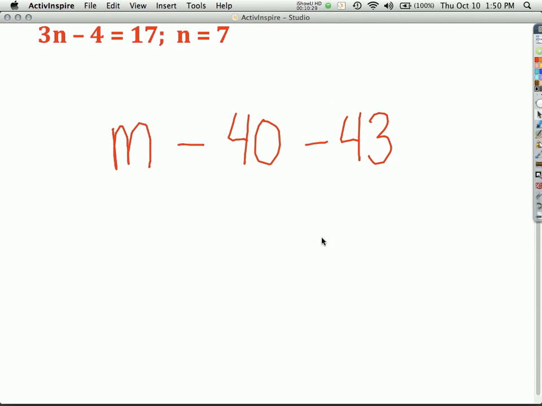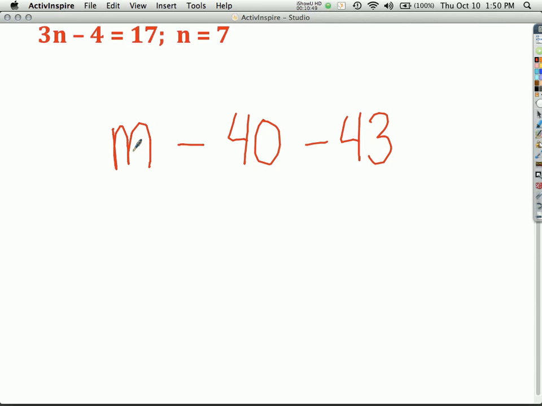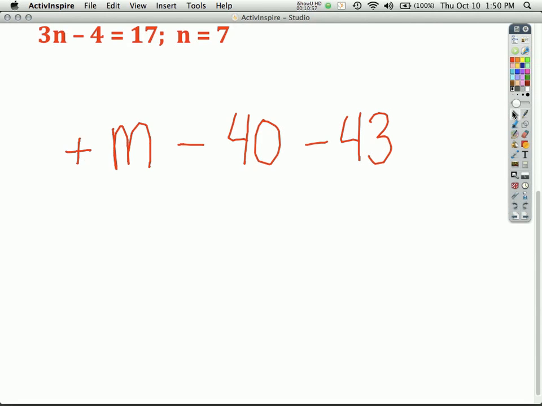Here is the detail that a lot of you are still not internalizing. You are a very high level student, so you have to be able to understand what I'm about to demonstrate. This says m minus 40 minus 43. Let me add one thing. What is the sign on the m? What's the sign on that, Danae? It is positive. So in your head, you're supposed to know that that's positive m.